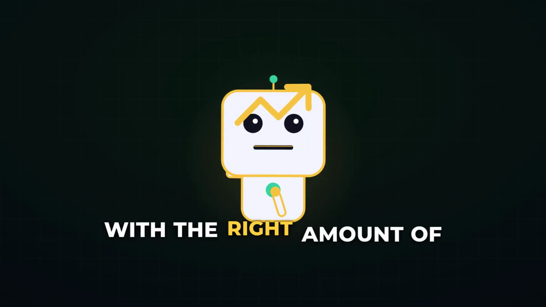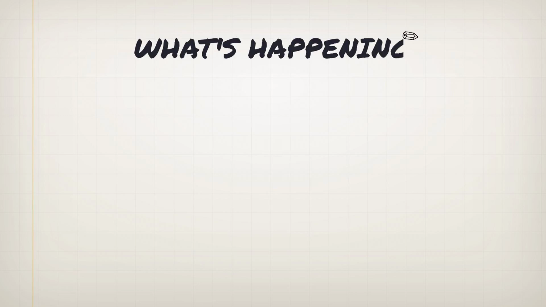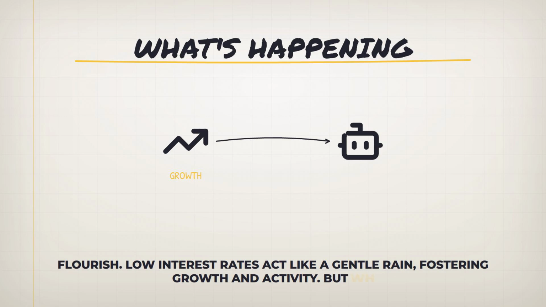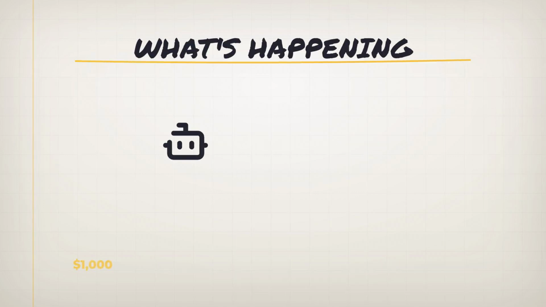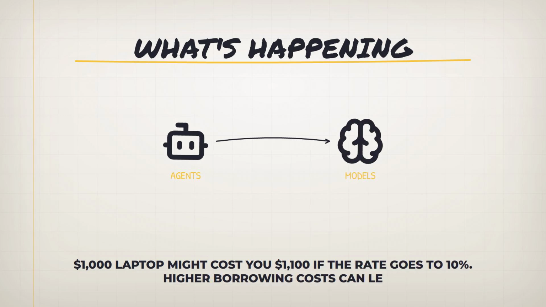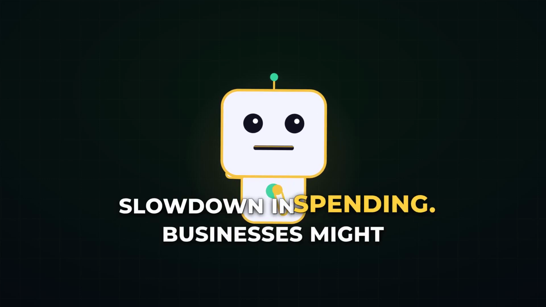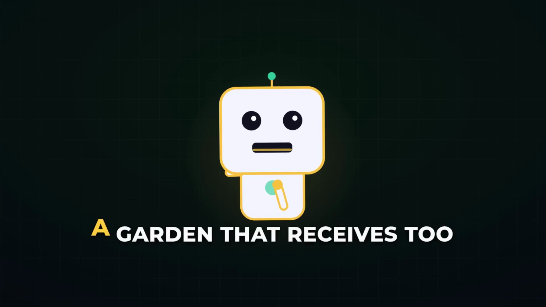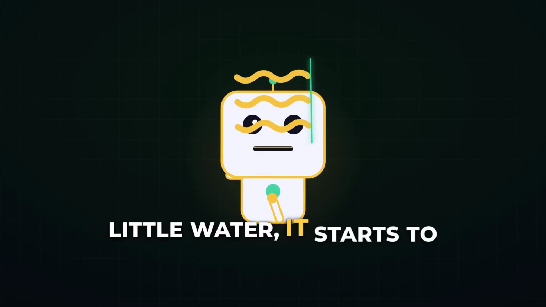Picture a garden. With the right amount of water, plants flourish. Low interest rates act like a gentle rain, fostering growth and activity. But what happens when interest rates rise? Suddenly, that same $1,000 laptop might cost you $1,100 if the rate goes to 10%. Higher borrowing costs can lead to people holding off on purchases, creating a slowdown in spending. Businesses might hesitate to expand or invest in new projects, just like a garden that receives too little water. It starts to wither.